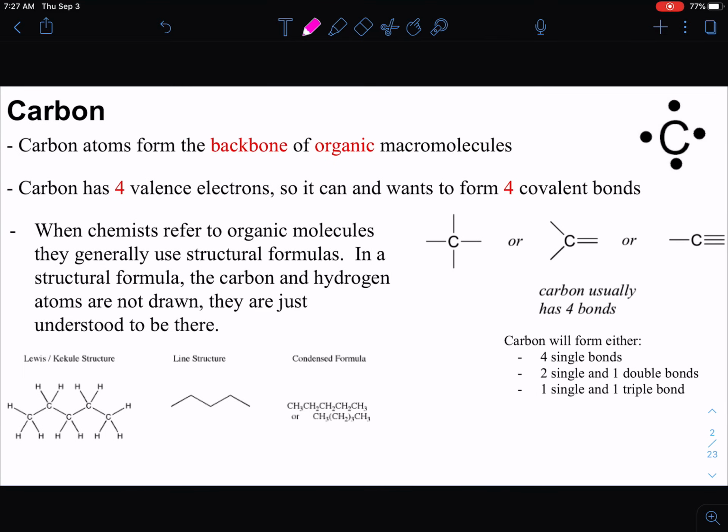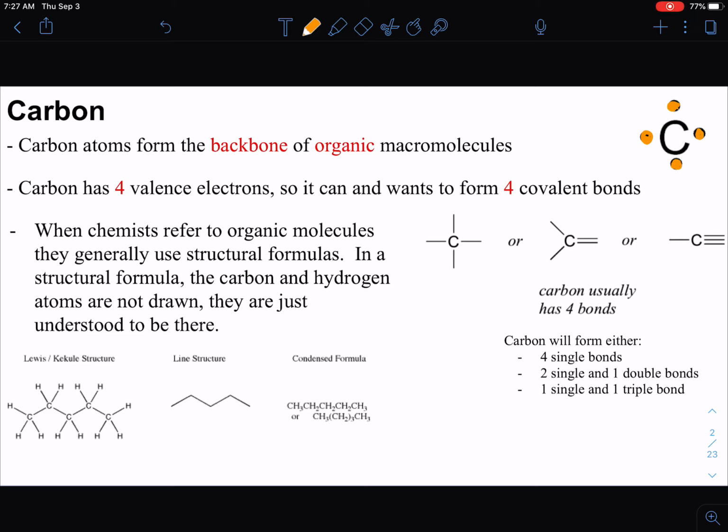So to begin, we're going to look at carbon. And carbon is the backbone of all organic macromolecules, but also all organic molecules. When you study organic compounds or organic chemistry, you are studying carbon-based compounds. So carbon is the most important atom here. And carbon has 4 valence electrons. And what we mean by valence electrons are these dots here on this model of carbon off to the side. Those are valence electrons. That's how many bonds carbon can form.